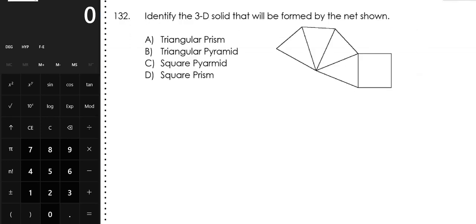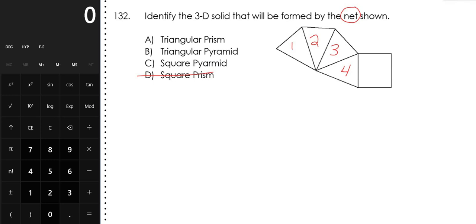132. Identify the 3D solid that will be formed by the net shown. So a net is when you take a three-dimensional object and you lay it out and take a look at each of the faces and the bases. Now, we notice that there are 1, 2, 3, 4 triangles here. Triangles are the dominant shape. So that means this is going to be a pyramid. Now, choice D is not a pyramid, so I can cross that off.